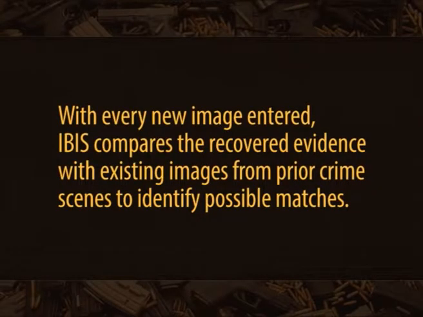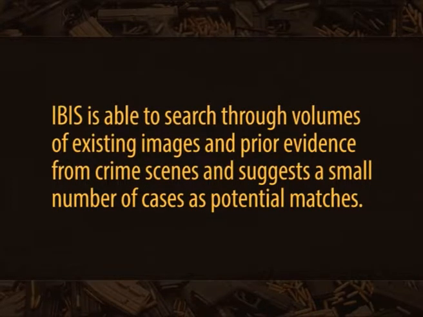The main function of IBIS is to assist in manual searching and identification of potential candidate matches by automating the entire system and searching evidence from multiple crime scenes simultaneously. With every new image entered, IBIS compares the recovered evidence with the existing images from prior crime scenes to identify the possible matches. IBIS is able to search through volumes of existing images and prior evidence from crime scenes and suggests a small number of cases as potential matches.